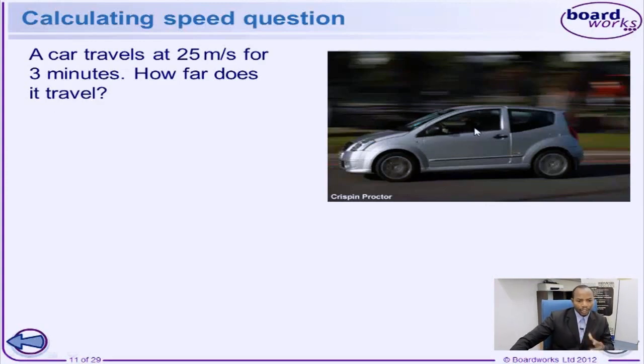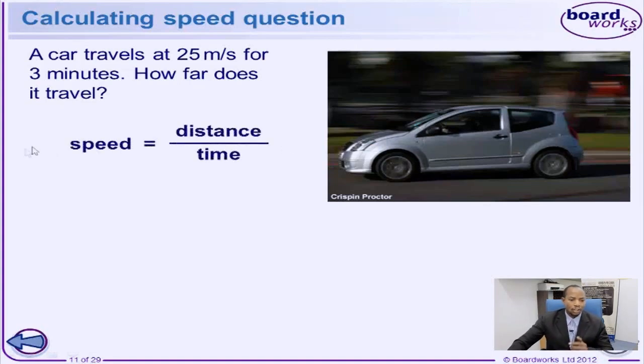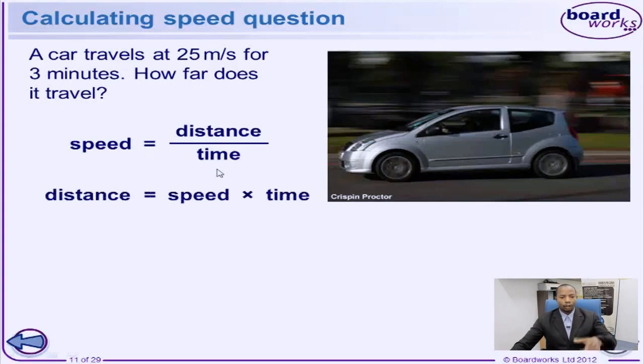In physics, when we say how far, we mean the distance traveled. When we say how long, we mean the time taken. When we say how fast, we mean the speed. Therefore, in this question, we've been asked to calculate the distance. From the speed formula that we already noted, speed is distance over time. So we're going to make distance the subject of this formula.